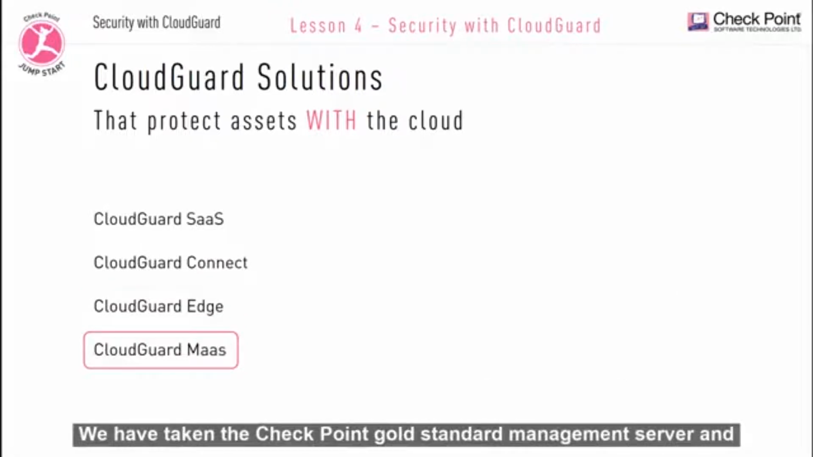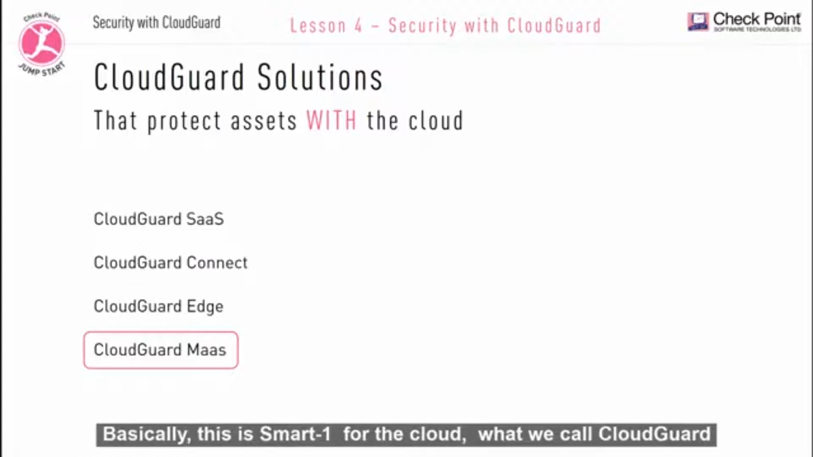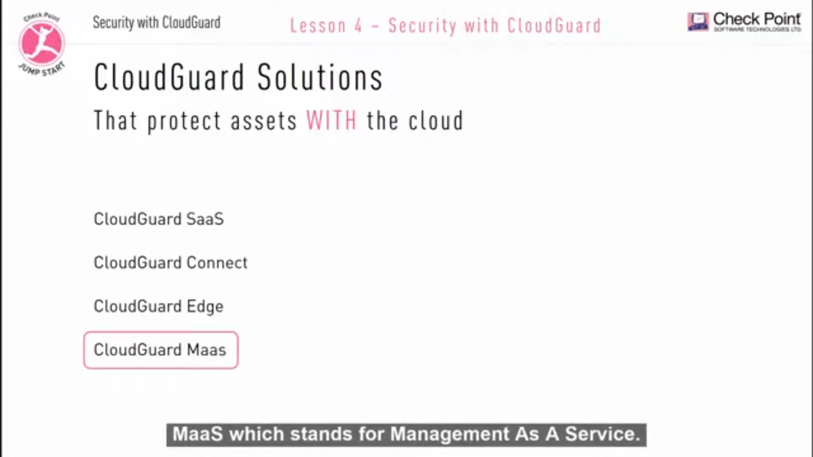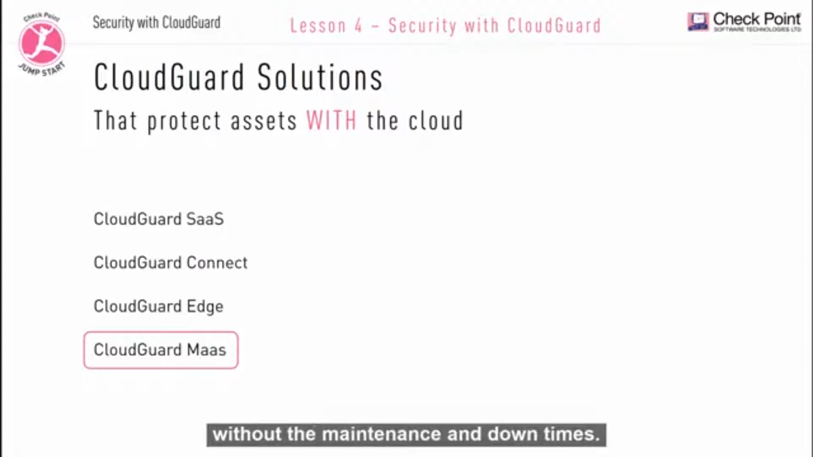CloudGuard MAS. We have taken the Checkpoint Gold Standard Management Server and ported it into a cloud solution. Basically, this is a smart one for the cloud, what we call CloudGuard MAS, which stands for Management as a Service. You can scale up your management station as needed as your cloud infrastructures grow. And Checkpoint will take care of the upgrading, the hotfixing, and the patching, so you always get the latest security solutions without the maintenance and downtimes.